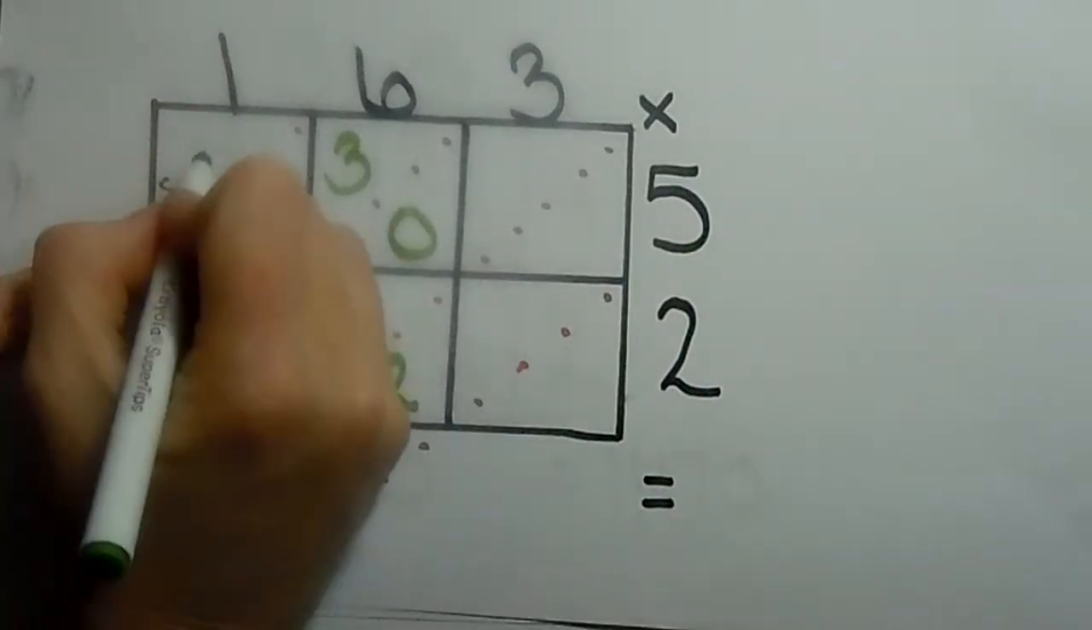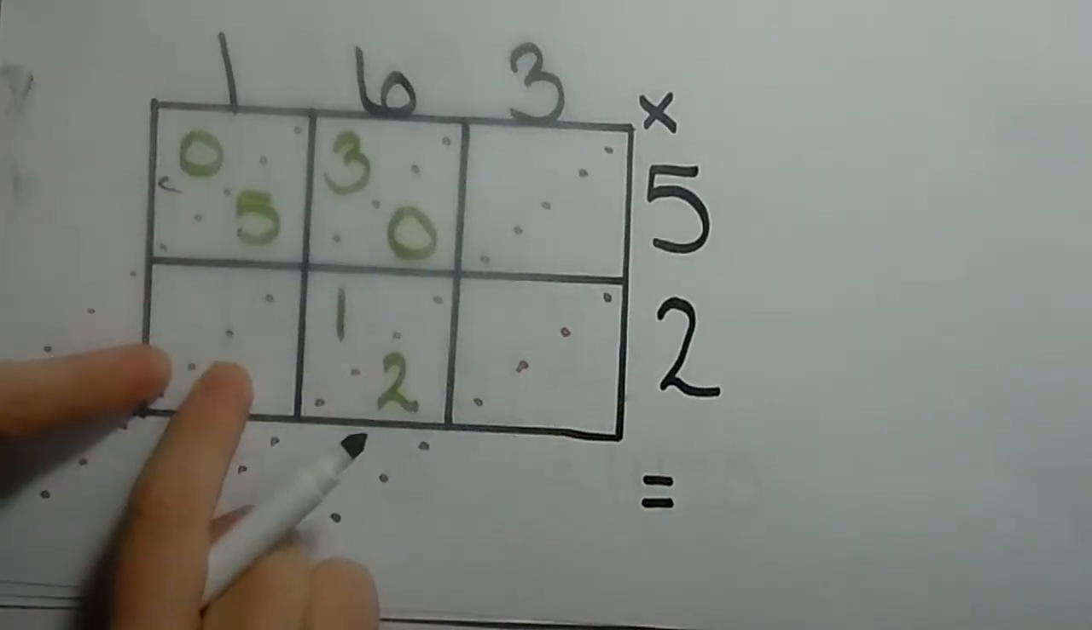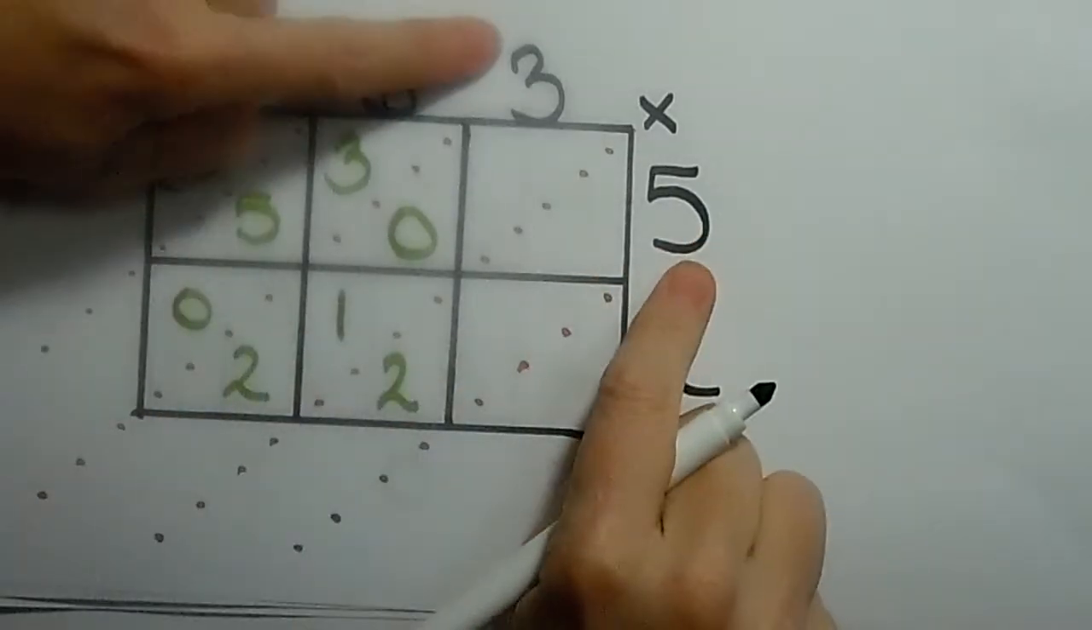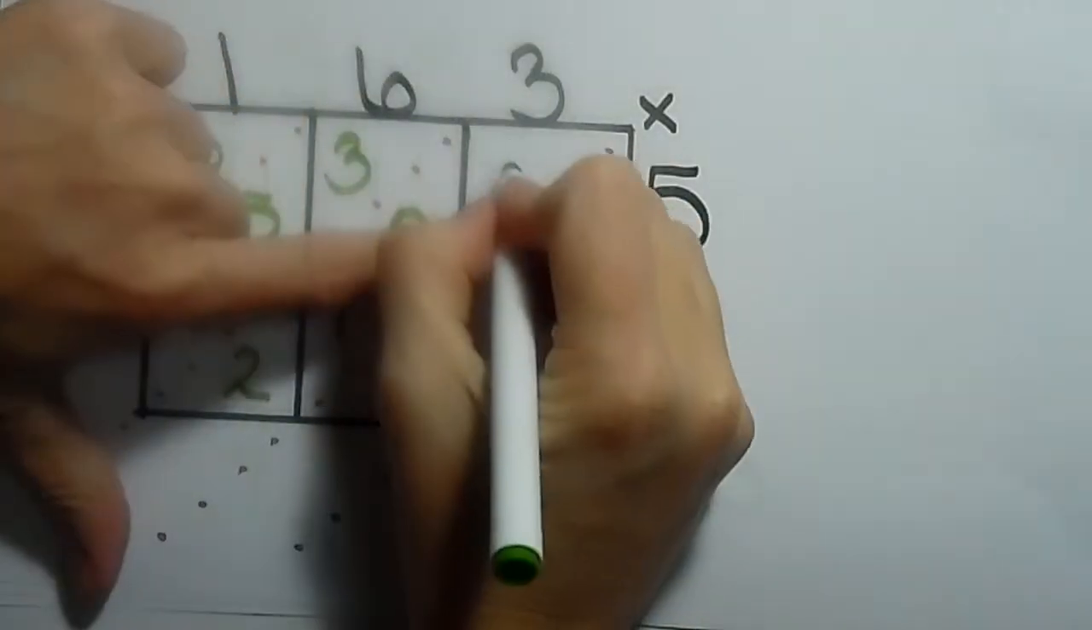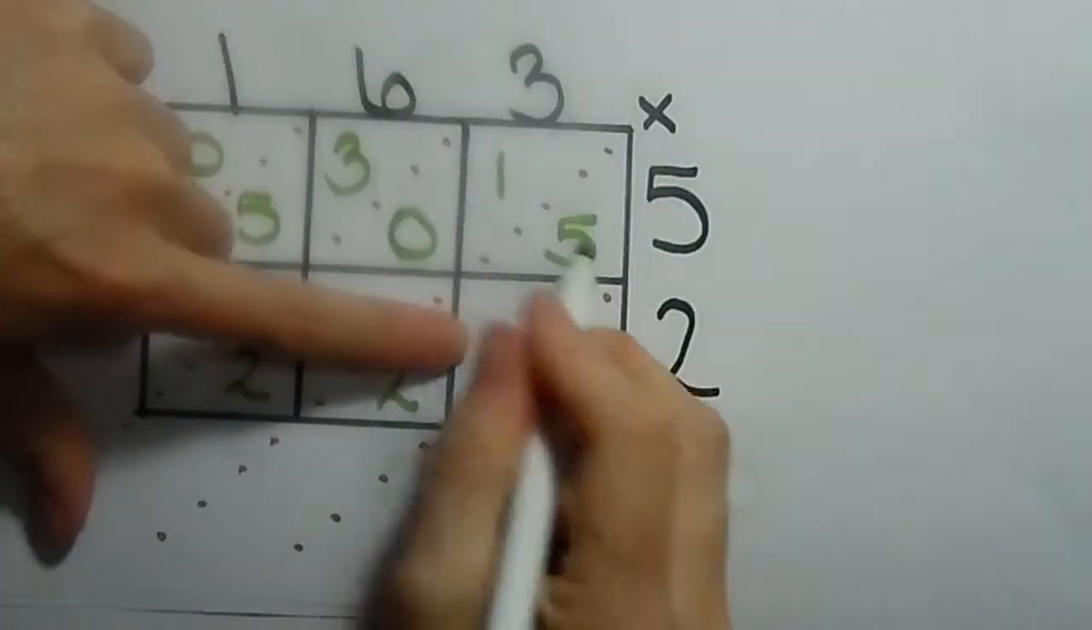5 times 1 is 5. 1 times 2 is 2. 5 times 3 is 15. And 3 times 2 is 6.